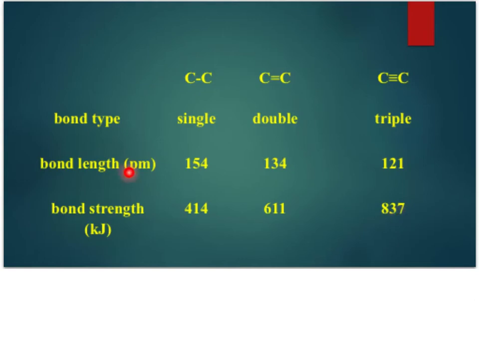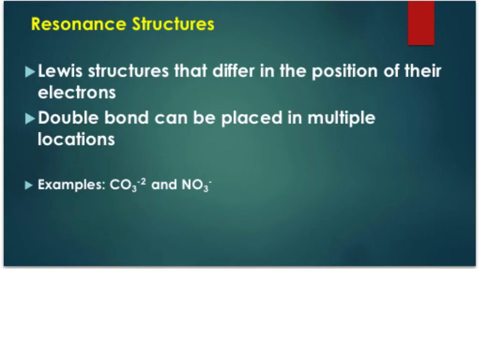Okay, now what does the P here mean? Picometers, very good. So the P means picometers. So the bond length is measured in picometers, and bond strength is measured in kilojoules. Good. Okay, when we talk about resonance structures, we're talking about Lewis structures that differ in the position of their electrons.